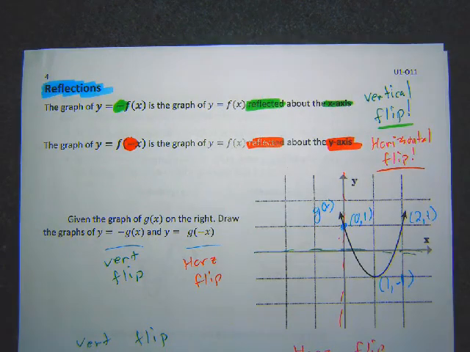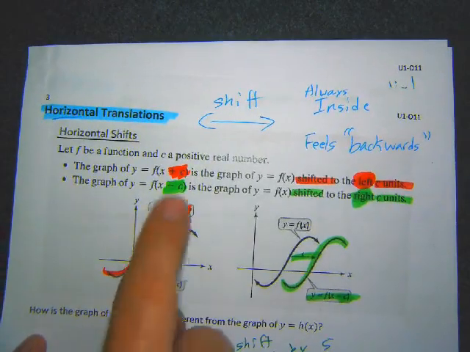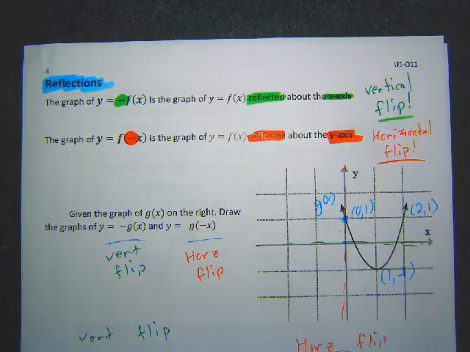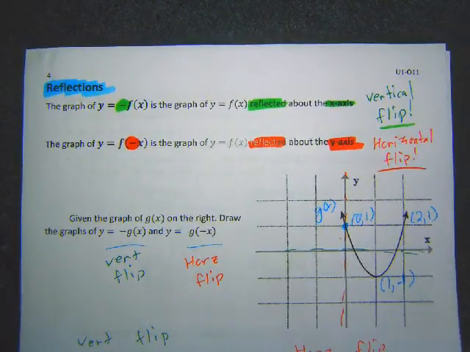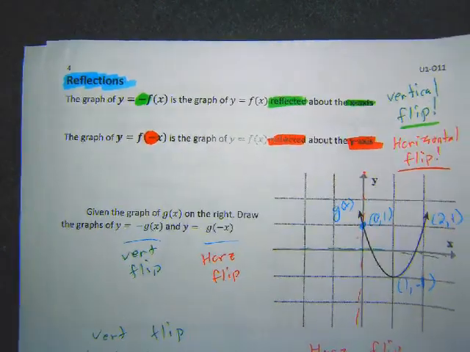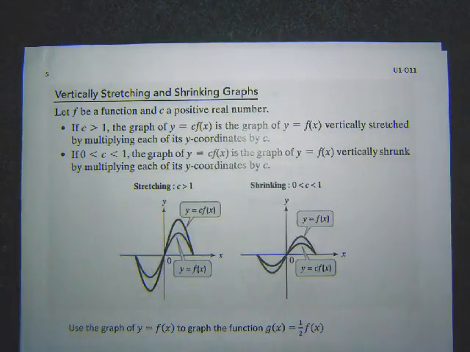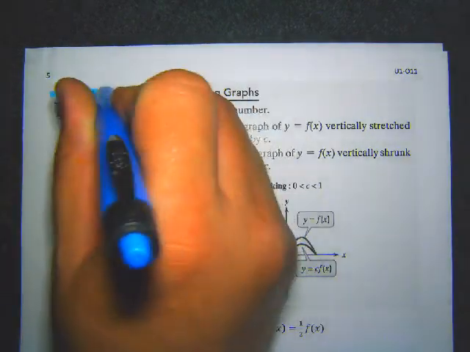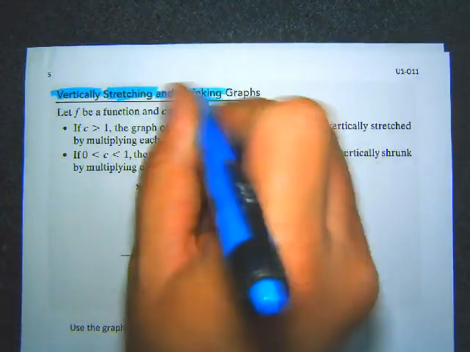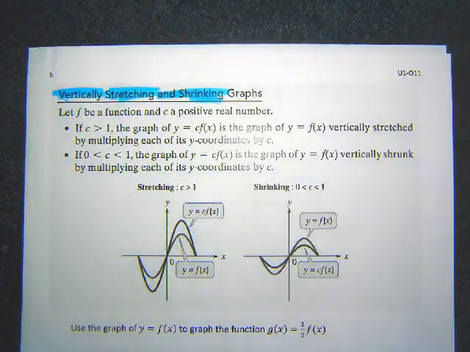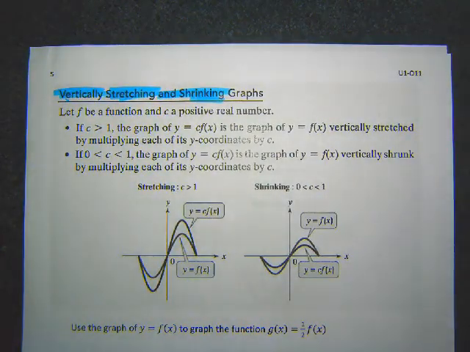We saw translations came from adding and subtracting. These shifts came from adding and subtracting. Negatives do this. Well, the last thing we need to do is shrinks and stretches, and those all come from multiplying. These are also going to be on two separate pages because first off we'll deal with vertical. So if I'm looking at vertical stretches and shrinks, I'm going to multiply. So you do this by multiplying.